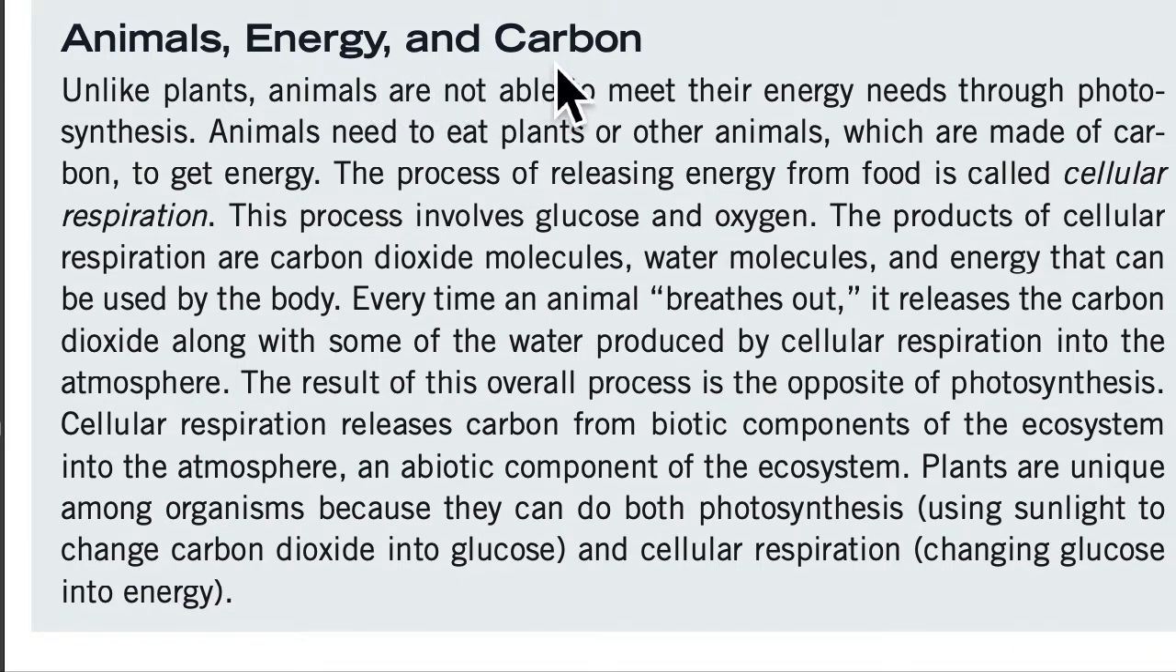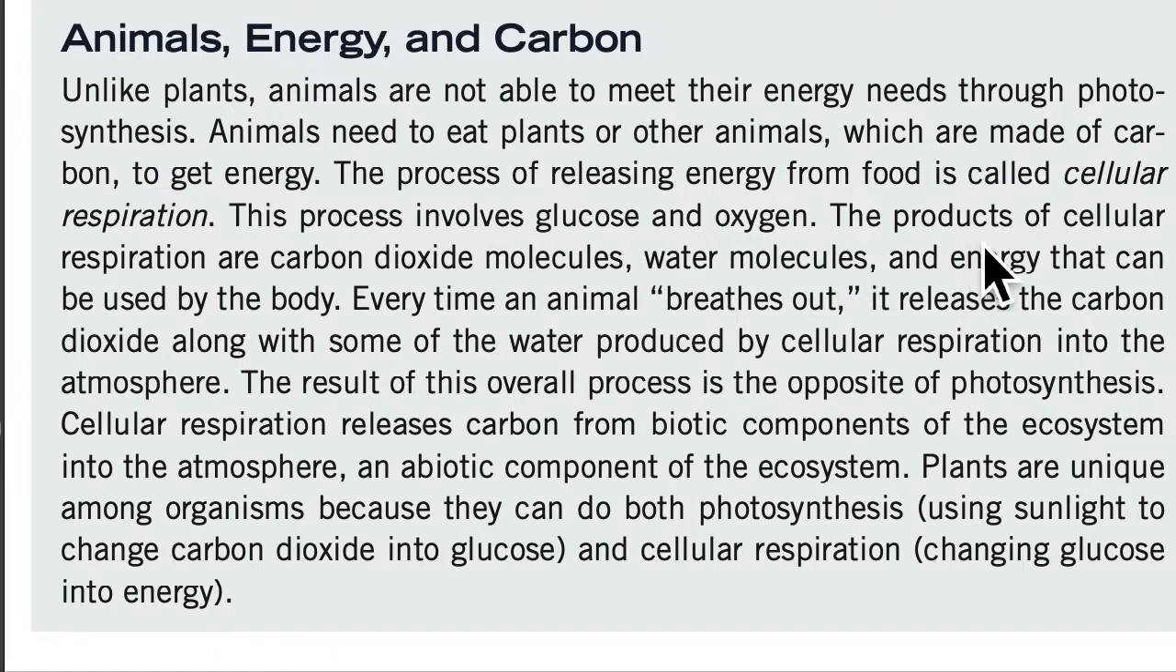Animals' energy and carbon. Unlike plants, animals are not able to meet their energy needs through photosynthesis. Animals need to eat plants or other animals, which are made of carbon, to get energy. The process of releasing energy from food is called cellular respiration. This process involves glucose and oxygen.